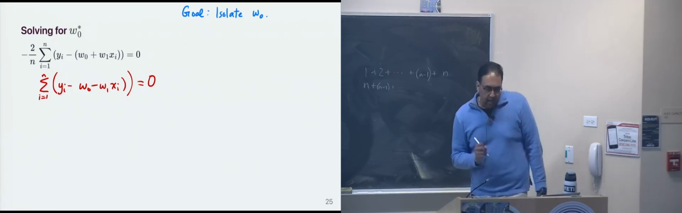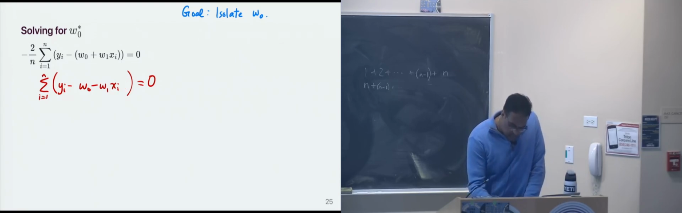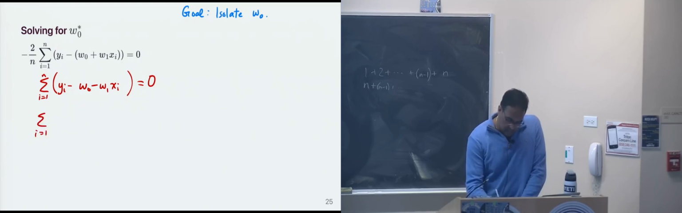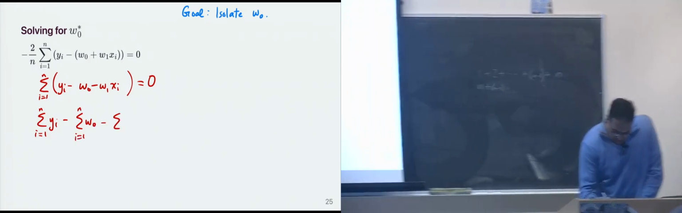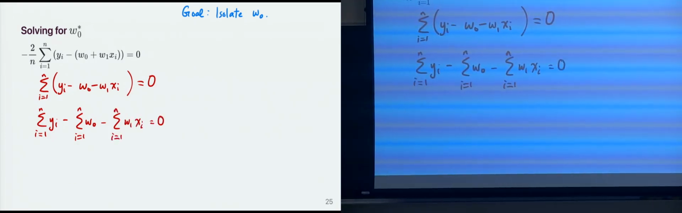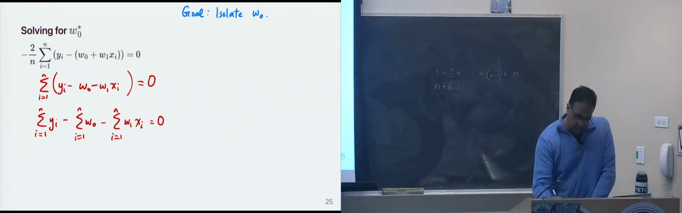Okay? And now what I can do is, well, I got to get rid of this parentheses here. Break this into several separate sums. So I can write this as a sum of yi's minus a sum of W0s minus a sum of W1xi's. Okay? Now, to simplify this, I can use some of the properties I've seen in lecture and homework so far.